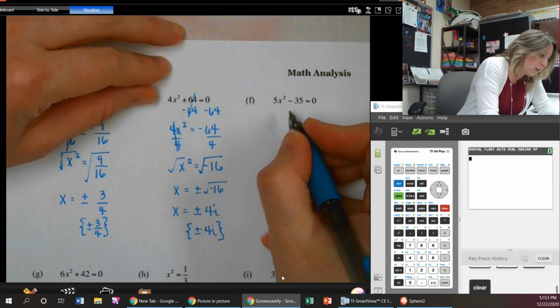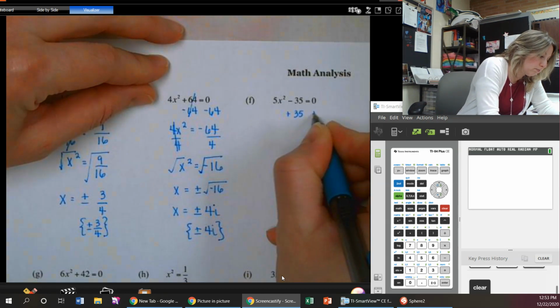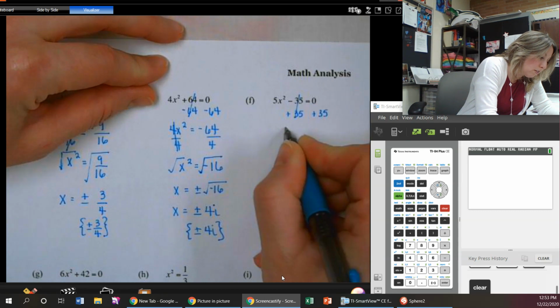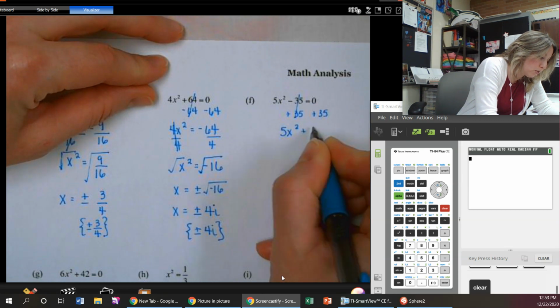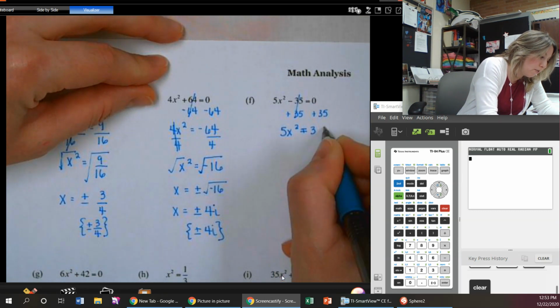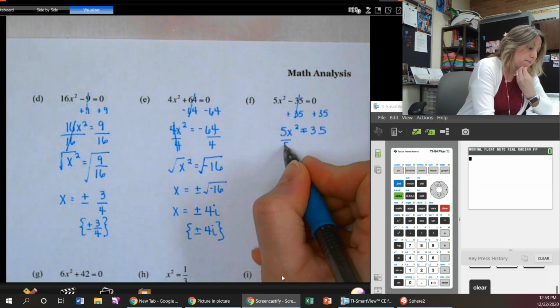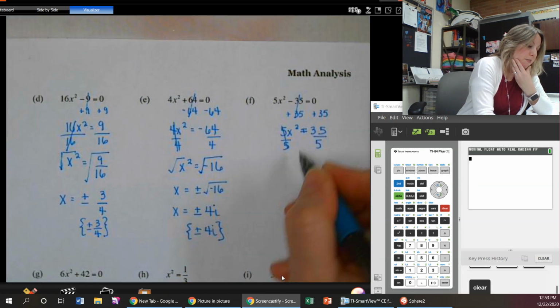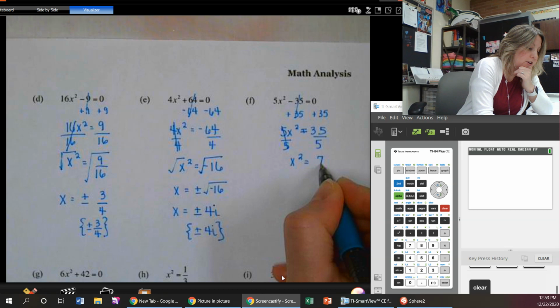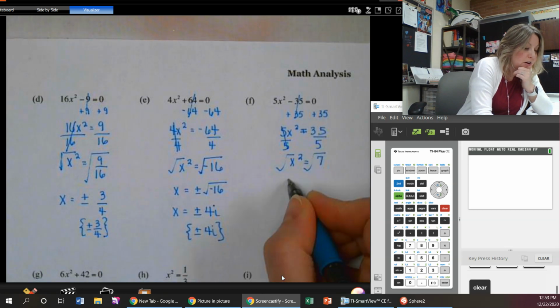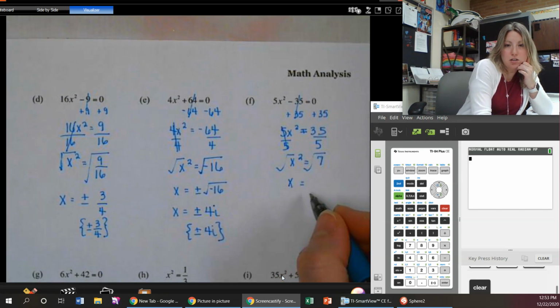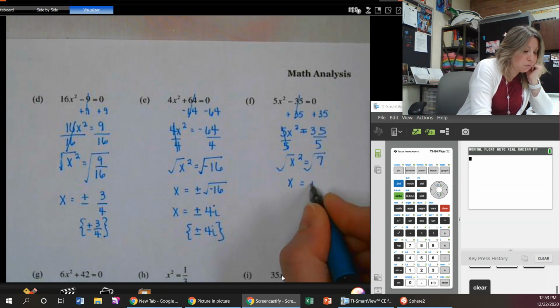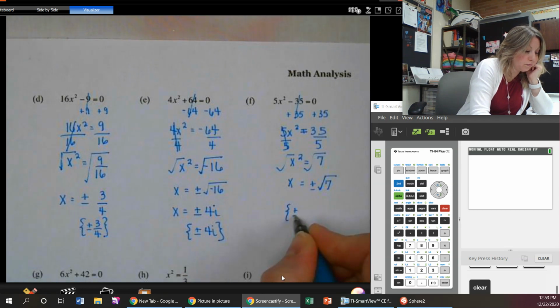Next. Move this 35 over. 5x squared plus 30 equals 35. Oh, it's positive, so that's okay. Divide by 5, x squared equals 7. Now take the square root of both sides. Oh, 7 is not a perfect square. Is it evenly divisible by a perfect square? No. Plus and minus radical 7 it is, both the positive and the negative.